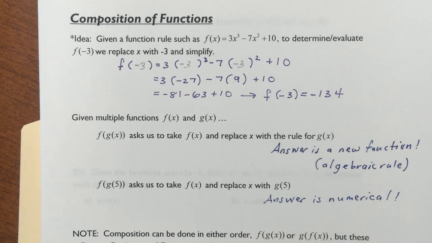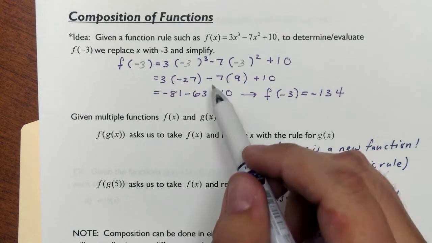All right, I want to take a look at composition of functions. So the idea here is if you're given some sort of function rule, such as here I have f of x is equal to 3x cubed minus 7x squared plus 10, and you're asked to determine or evaluate f of negative 3, then what we need to do is replace x with negative 3 and then simplify. You see I've already written that work out here.